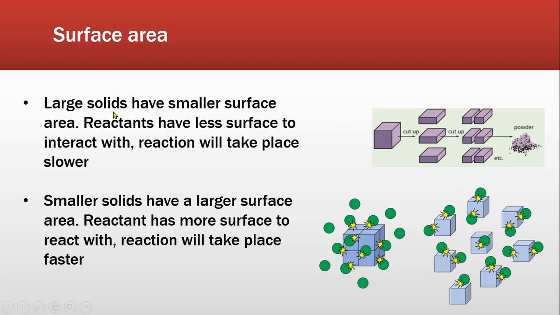Larger solids have a smaller surface area. Reactants have less surface to interact with. So look at it here. This will represent water molecules trying to hit against the sugar cube. So there's actually less area for the water to interact with. Smaller solids, however, such as the powder, will have a large surface area. The reactant will have more surface to react with, and the reaction will take place faster.